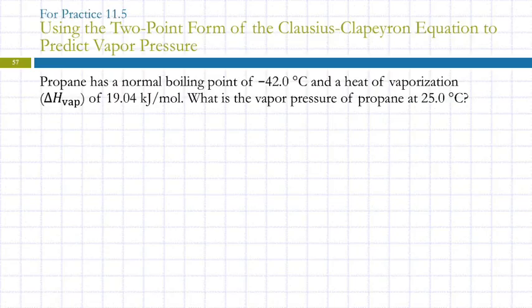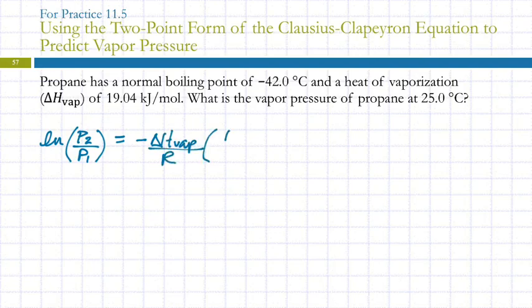Okay, so here's an example of a problem. Propane has a normal boiling point of -42 degrees Celsius and a heat of vaporization of 19.04 kilojoules per mole. What's the vapor pressure at 25 degrees Celsius? So we're going to use that 2-point form of the Clausius-Clapeyron equation. So the natural log of P2 over P1 is equal to negative heat of vaporization over R times 1 over T2 minus 1 over T1. You'd look that up. So we know what R is.